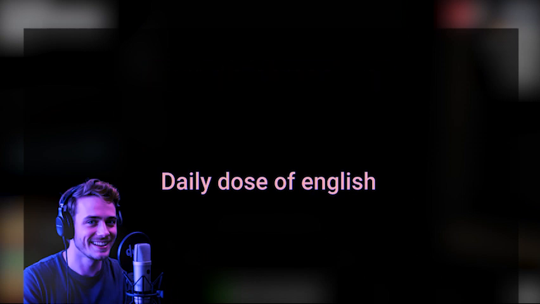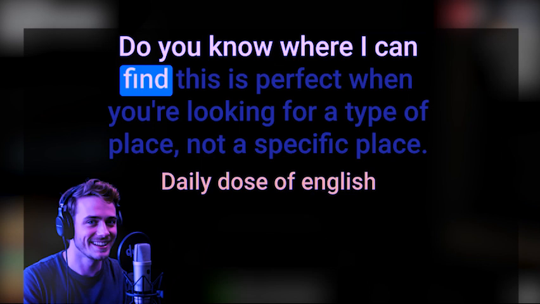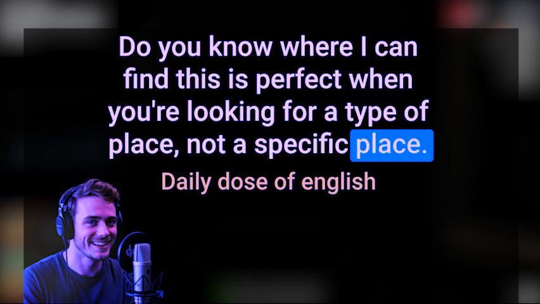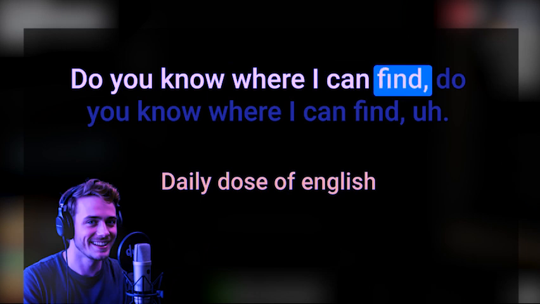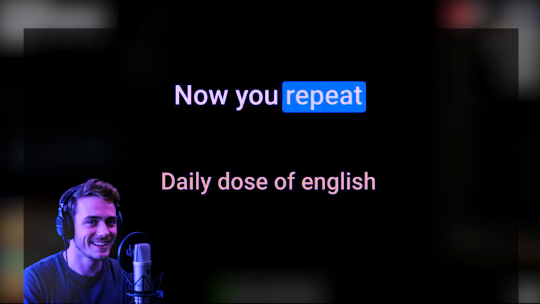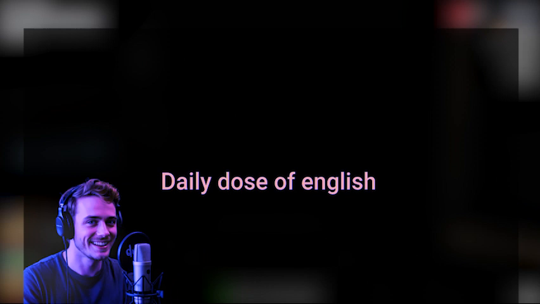Here's a phrase that sounds very native. Do you know where I can find? This is perfect when you're looking for a type of place, not a specific place. Do you know where I can find? Now you repeat.